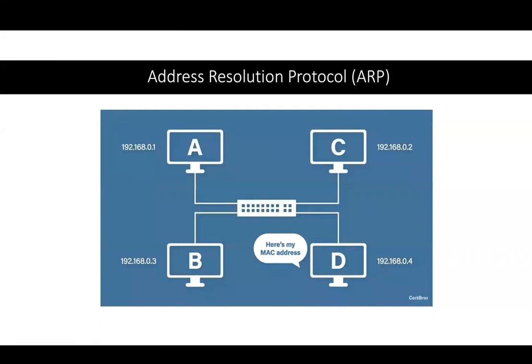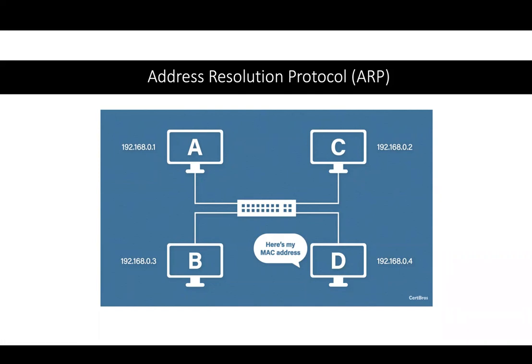So ARP, what is ARP? ARP is basically the interaction and communication between one user and another user. So for instance, user A wants to communicate with user D. User A knows the IP address of user D, which is 192.168.0.4. But user A cannot communicate with user D without knowing the user D MAC address.